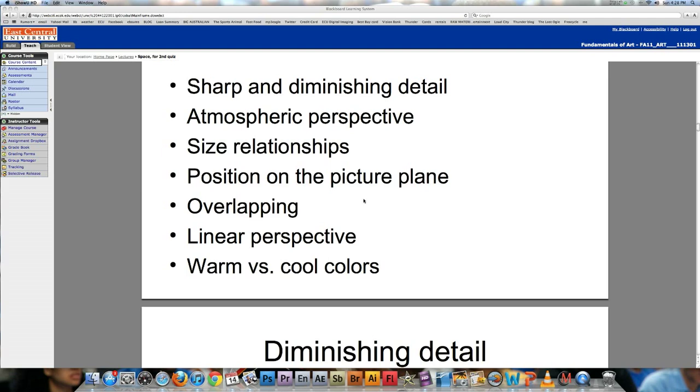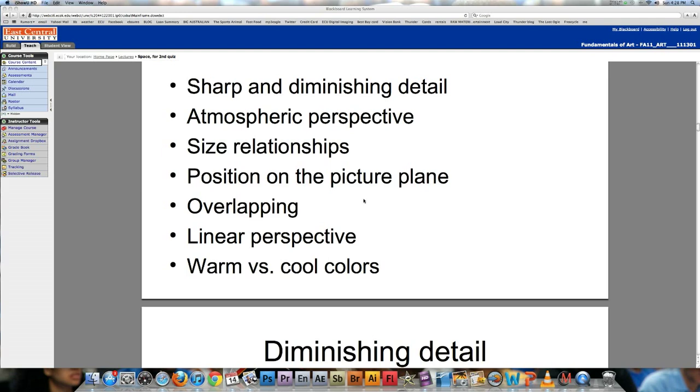The last two are the most complicated. They're the most technical or scientific. Linear perspective, that's a drawing device where you use horizon line and vanishing points to make a drawing. And I've got some pictures a little bit later on in this lecture that'll help make that make a little more sense. And also, we will be doing some perspective drawings.